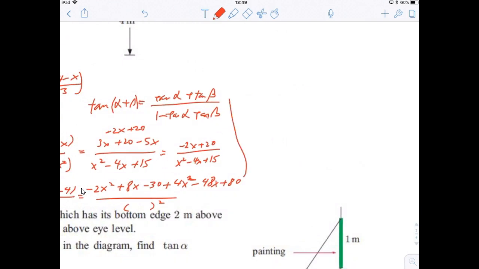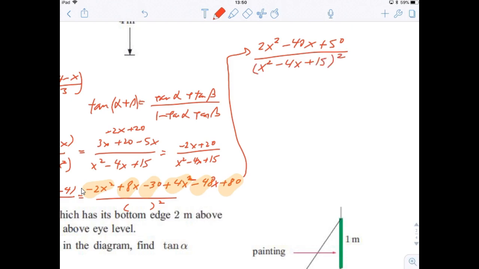Now let's try to simplify the top a little bit. So, for example, negative 2x squared and 4x squared will become 2x squared. 8x minus 48x would be minus 40x. And negative 30 plus 80 would be plus 50. And the bottom would still be x squared minus 4x plus 15 squared. And that is equal to secant squared theta d theta dx.